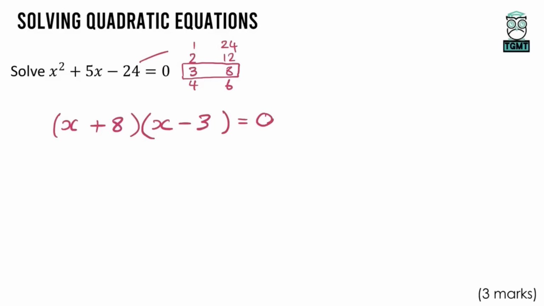Now when solving a quadratic, all we do is look at these numbers within the brackets, and all we do is flip the symbols on them. So negative 8 for this one, and positive 3 for this one. Typically we will say x equals, prior to that, so x equals negative 8, and x equals 3.